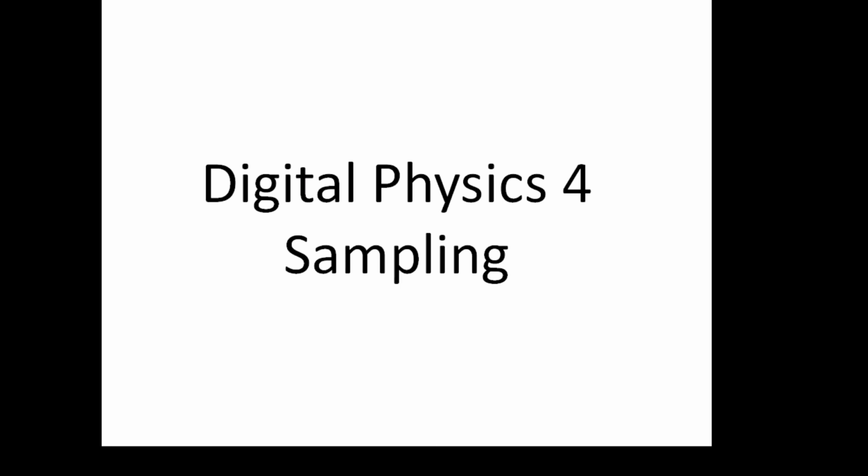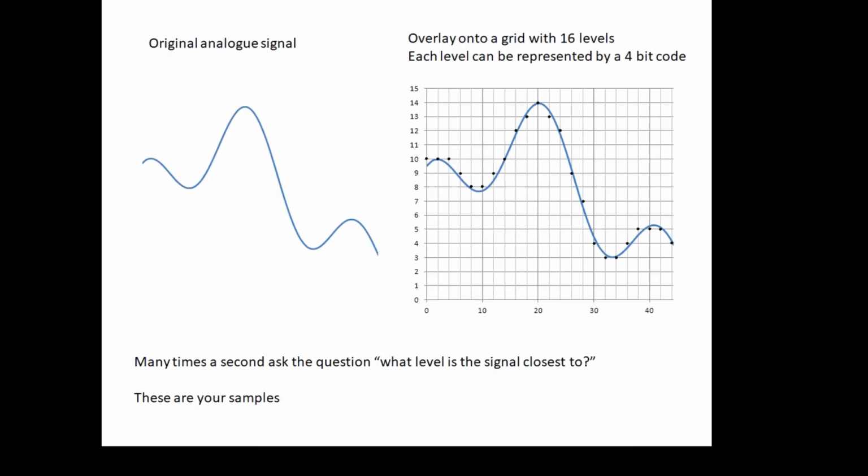Digital Physics 4 is about sampling. So we've talked about images, now we're going on to sound. To convert an analog audio signal to a digital one, the process is called sampling, if you like, analog to digital conversion. Here's my original analog signal.